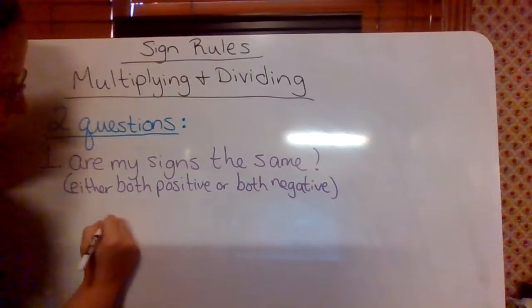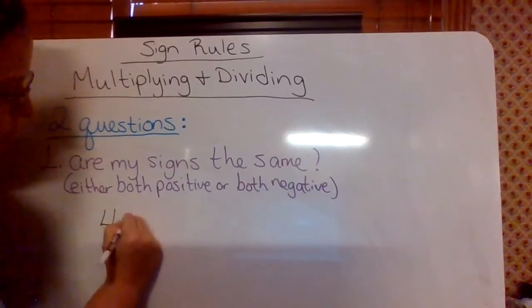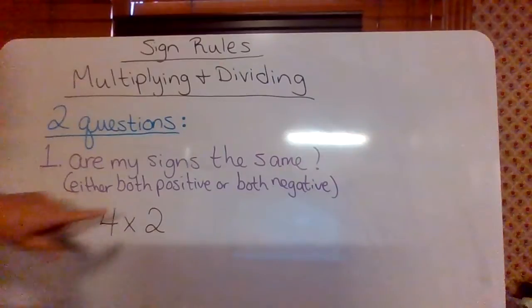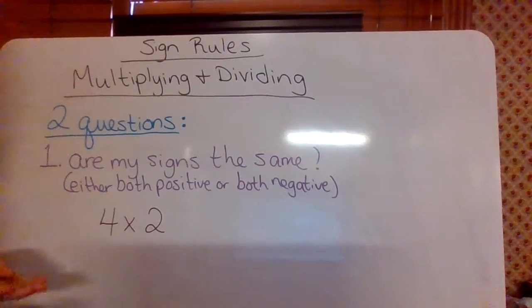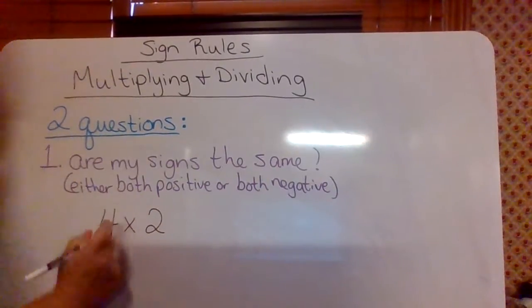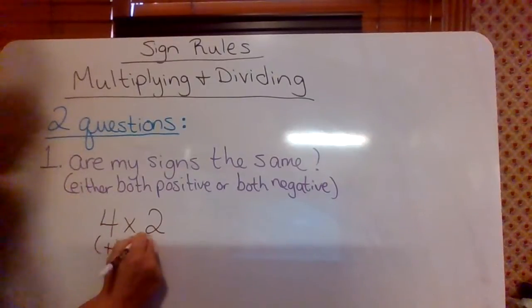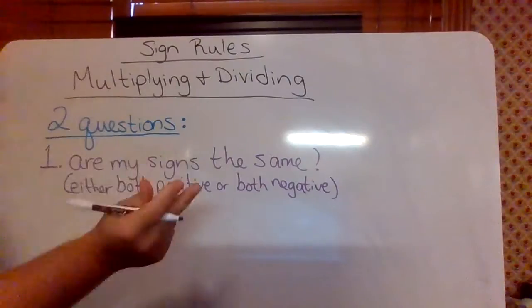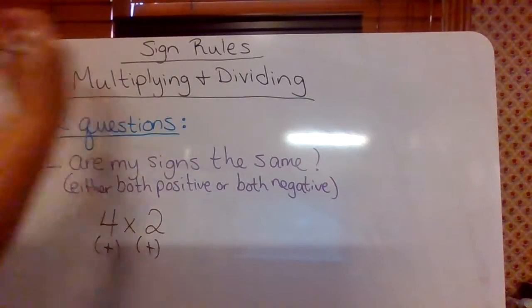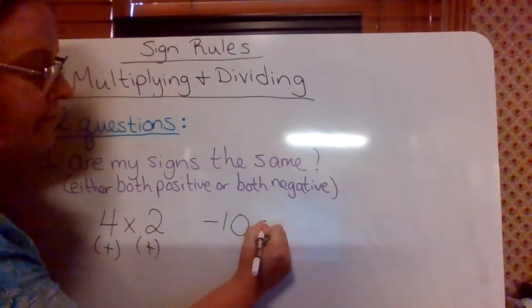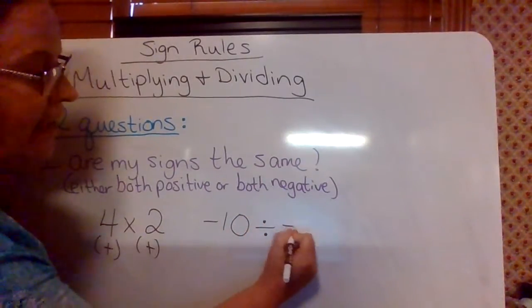Let's say that I give you 4 times 2. Notice there's no sign in front of either one. And we talked about in the last video, that means they're both positive. So this is a positive 4 and a positive 2. All right, now let's look at the other case. Let's say I have negative 10 divided by negative 5.